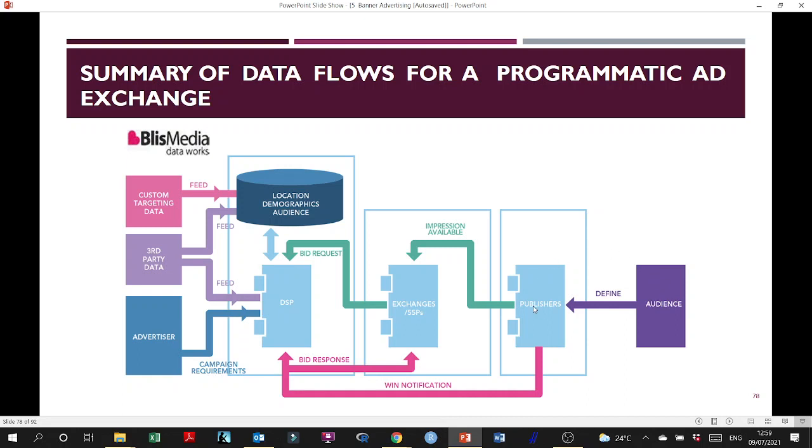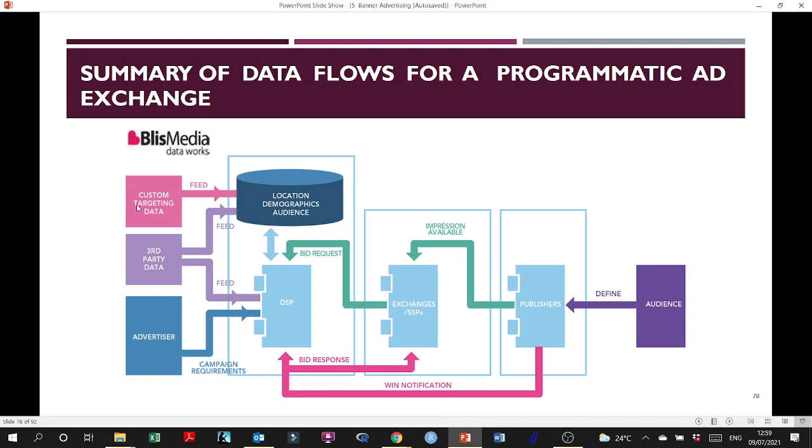The publisher, for example, sends a ping that an impression is available to the exchange. The exchange sends to the demand side platform that there is a bid request. When there is a bid request over here, the demand side platform is actually connected to the location, demographics, and audience database and the data management platforms.